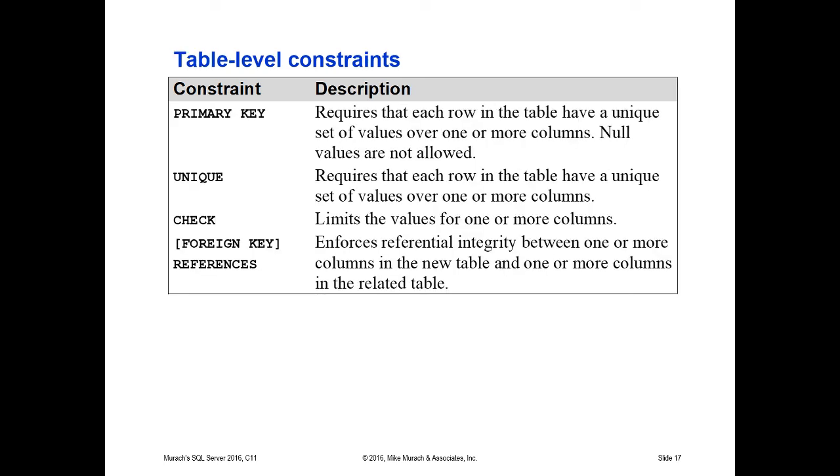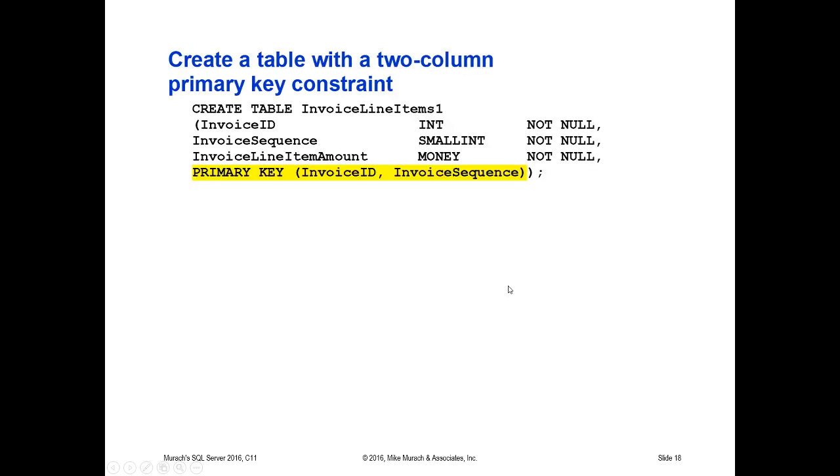Now, with the same constraint idea, we can have constraints that apply to our table. We know already that our primary key constraint says that that column must be unique within our table. The check constraint limits the values for one or more columns in the table. We can apply a foreign key and a references statement to enforce referential integrity between one or more columns. So let's take a look at that.